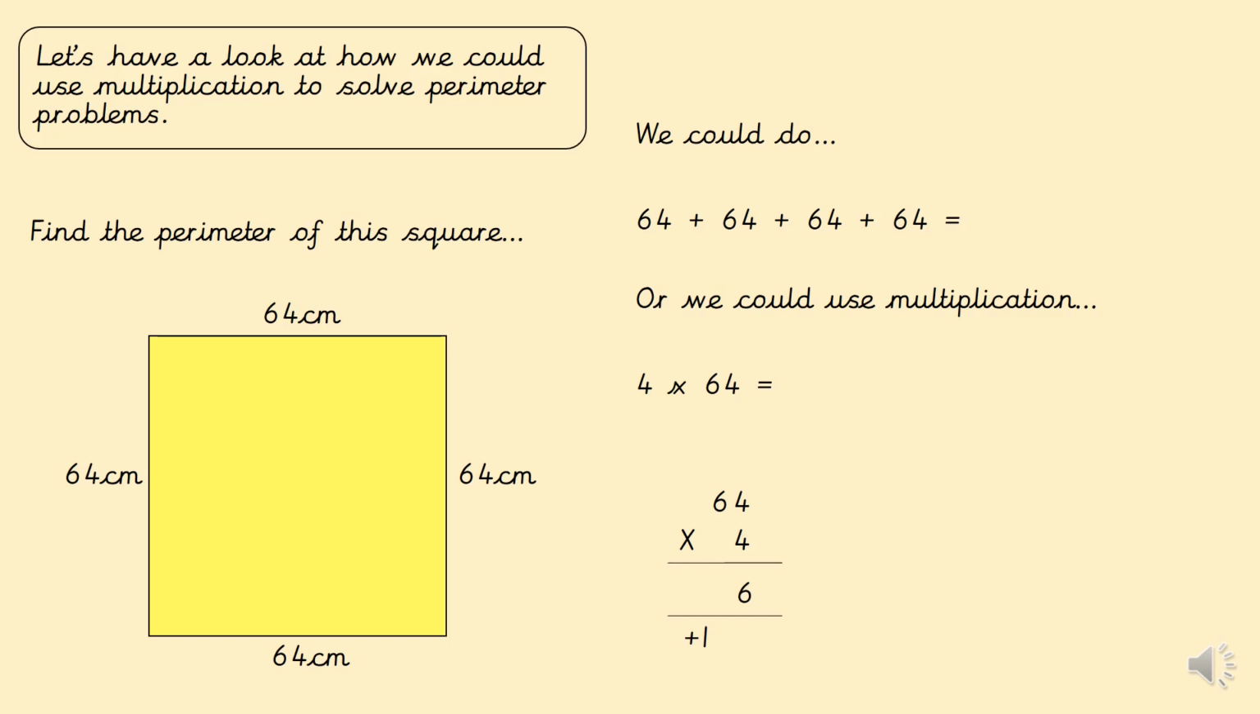Now my next step is 4 times 6. 4 times 6 is 24, but I need to remember my plus 1 over here. So I'm going to add that to the 24 to make 25. So the perimeter of the square is 256 centimetres.